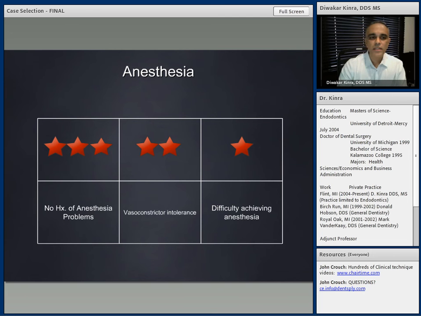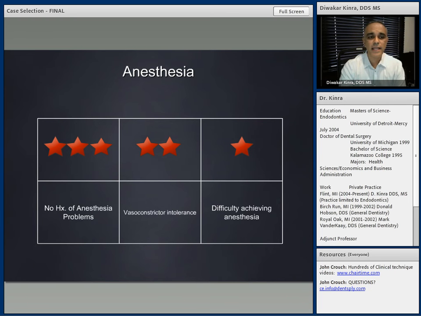But in reality, the bar is set very low for endodontics. And the reason being is anesthesia is one of the more challenging parts of the procedure. And the patients come in with low expectations, and some of us take that as a challenge.